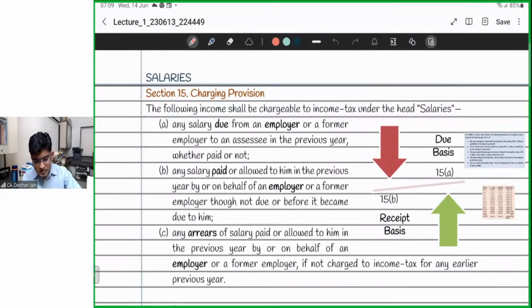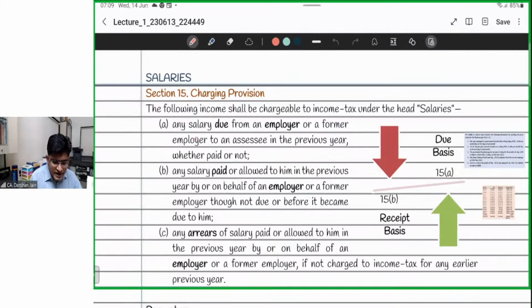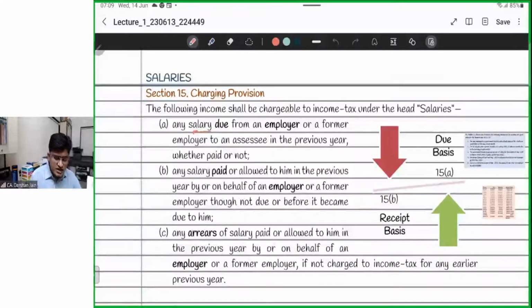Let's first read the charging provision, which is under section 15. Charging provision on your screen, it says the following income shall be chargeable to income tax under the head of salaries. So what is that income? Any salary. Now, what is salary? Salary is defined under section 17.